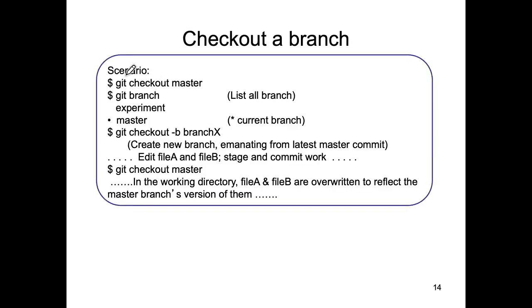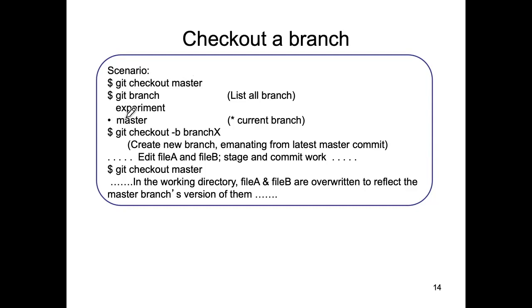Back to our scenario. So I do a git checkout of master. That's fine, I switch to master. The git branch command on its own, if you don't specify anything after it, will list the current branches in your repository, and it's telling me that there are two branches. The asterisk will always be beside the one that's current.